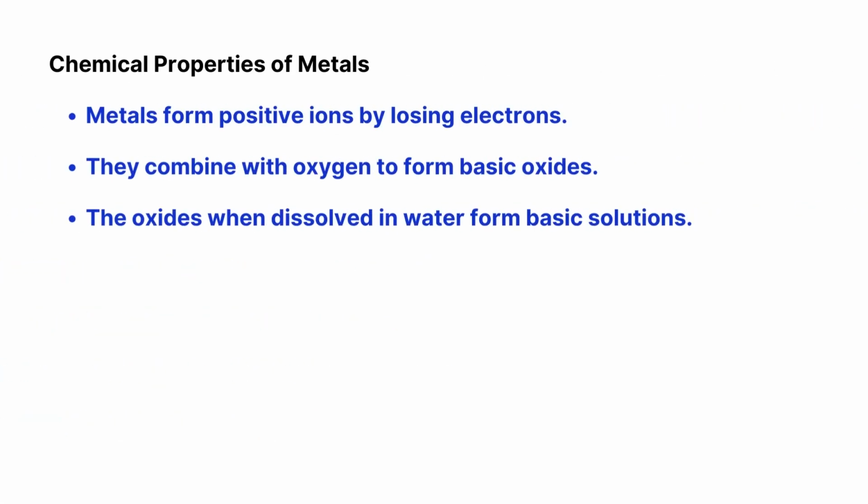Chemical properties of metals. Metals form positive ions by losing electrons. They combine with oxygen to form basic oxides. The oxides, when dissolved in water, form basic solutions. So now let's look at some of the examples for metals. So first let's look at sodium metal.